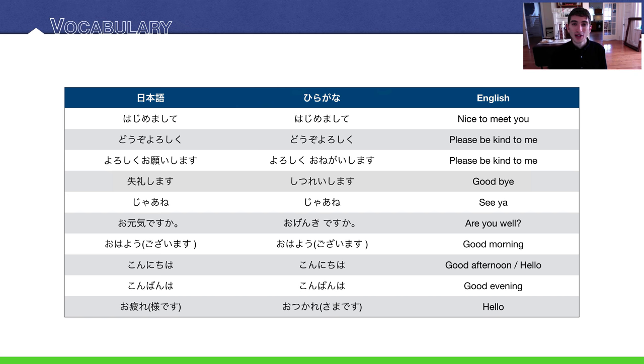And then, おはようございます. Good morning. こんにちは. Good afternoon, or just hello, right? こんばんは. Good evening. And finally, お疲れ様です. I translated this as hello, but it's very dependent on the circumstances. We'll talk a little bit more about that later.